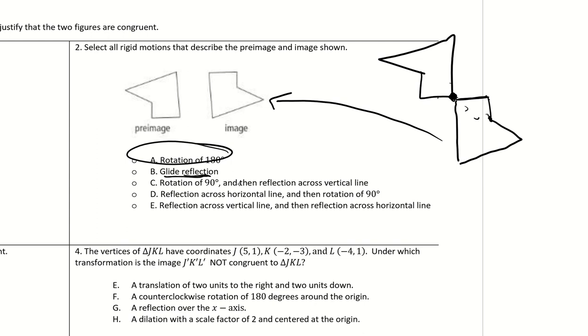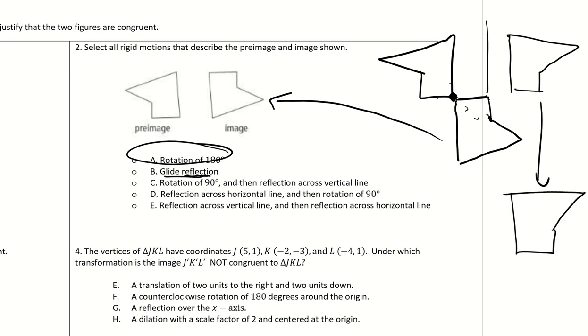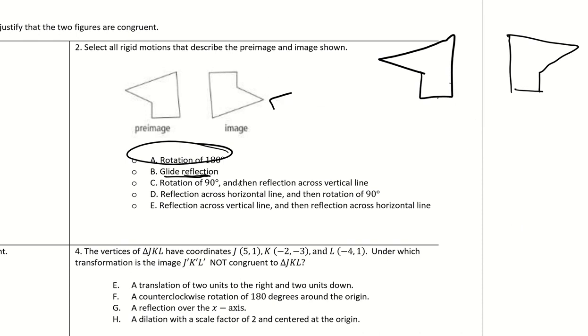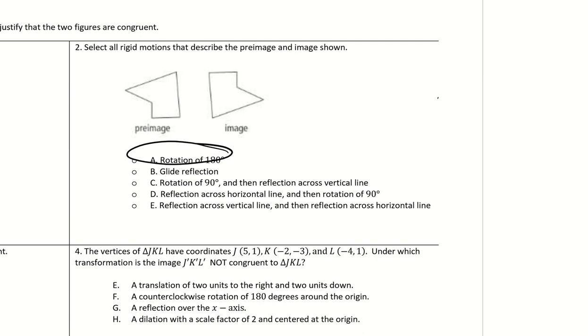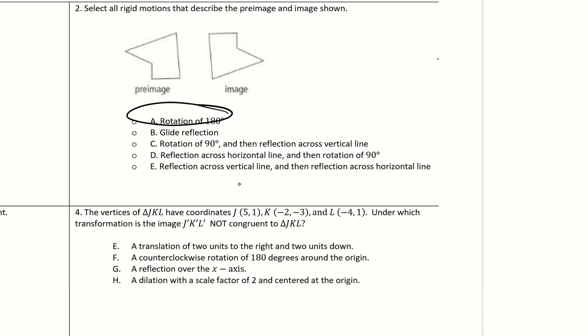Glide reflection. A glide reflection is when you reflect something about a line, for instance, and then you slide it over. That's what a glide reflection does. But if I reflect it, it's not going to give me that image, so I'm not going to select that. Rotation 90 degrees, no, because we need to rotate 180, so that's not going to work. Reflection across the horizontal line and then rotation of 90, no, because it's got to be 180.